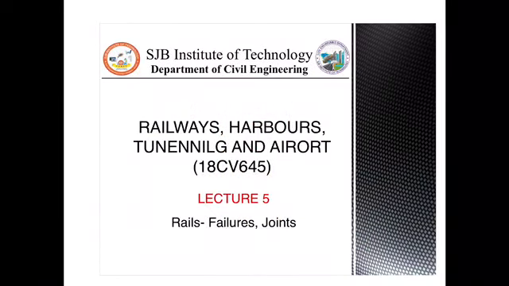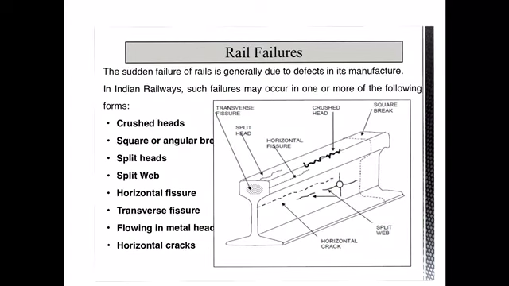Hello students, in this session let us continue the discussion on aspects related to the rails, which includes the failures in the rail sections and the joints that are provided to connect the rail sections. Rail failures generally occur because of defects during the manufacture of the rails.